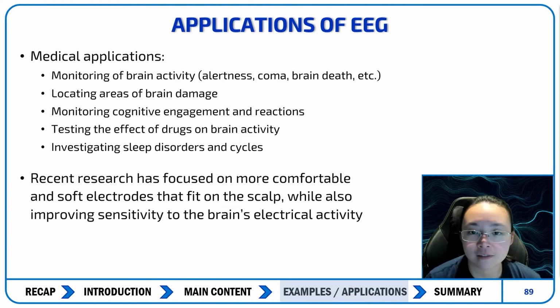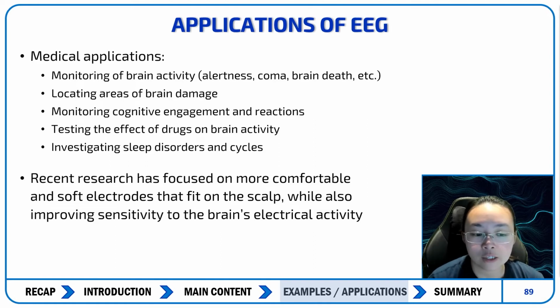how alert somebody is. It's also good for locating areas of brain damage because one region can have very, very low brainwave patterns and another region can have very high brainwave patterns. So that might indicate an area of brain damage if one does not react the same as another. You can monitor cognitive engagement and reactions, and you can test the effects of drugs on brain activity. And most importantly, the EEG wave patterns are commonly used to investigate sleep disorders and cycles. That's probably where you've seen it used the most.